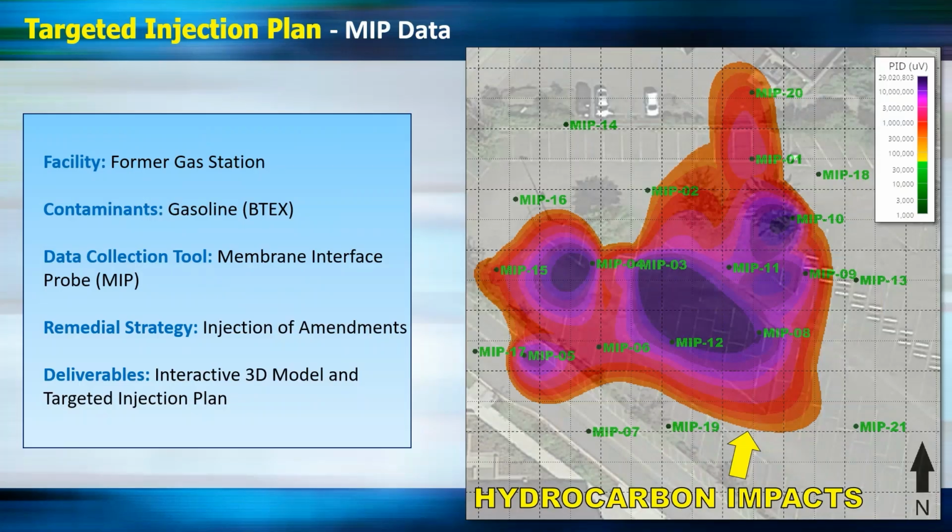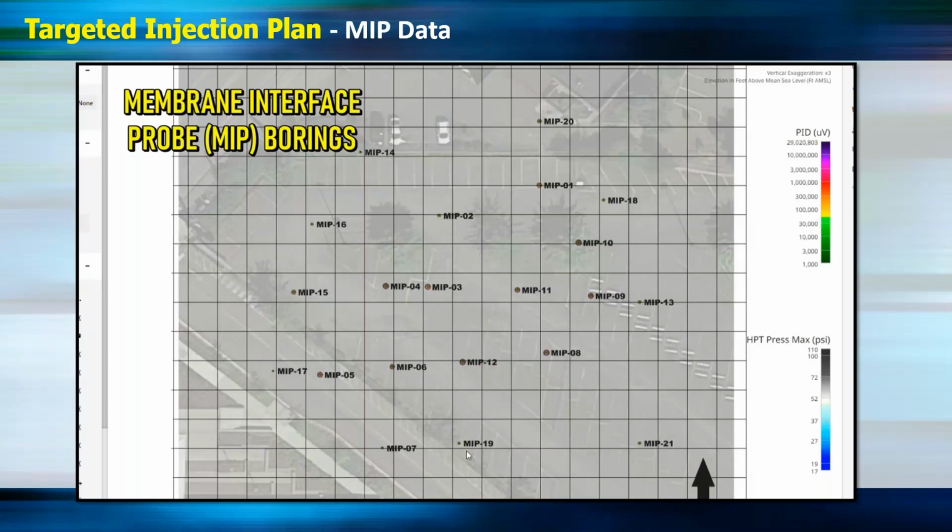So first, the targeted injection plan from some membrane interface probe data. This was a former gas station where the contaminant of concern was gasoline, so your BTEX compounds and naphthalene. The tool we used here was the membrane interface probe, which also had the hydraulic profiling tool. And the strategy was injection of amendments. The deliverables provided on this project were both a 3D model, which we'll get into, and a targeted injection plan. So first, the 3D model: we've got the locations of the MIP borings here, shown in plan view.